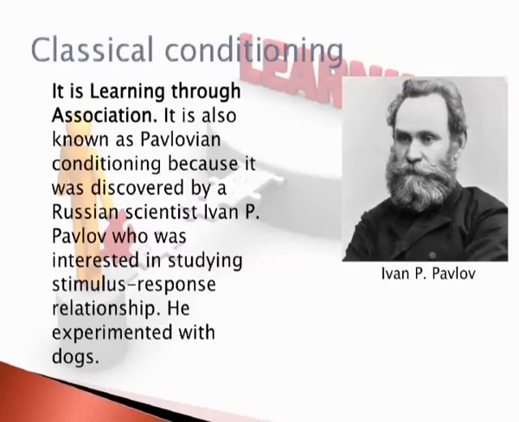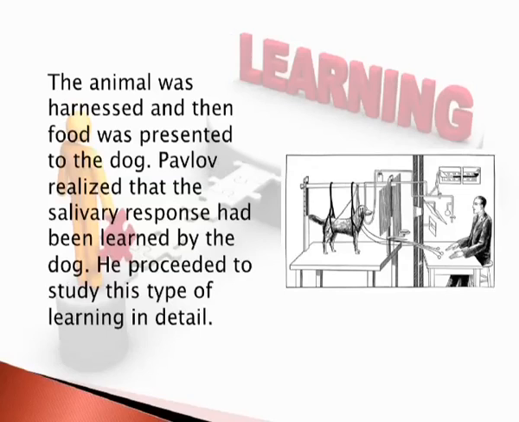Classical conditioning. Now let us learn about the simplest kind of learning: classical conditioning, or learning through association. It is also known as Pavlovian conditioning because it was discovered by a Russian scientist, Ivan P. Pavlov, who was interested in studying stimulus-response relationship. He experimented with dogs. The animal was harnessed and then food was presented to the dog. Pavlov realized that the salivary response had been learned by the dog. He proceeded to study this type of learning in detail.